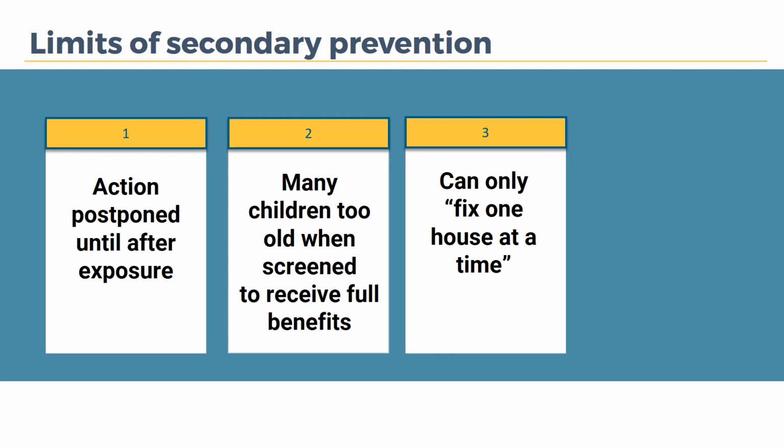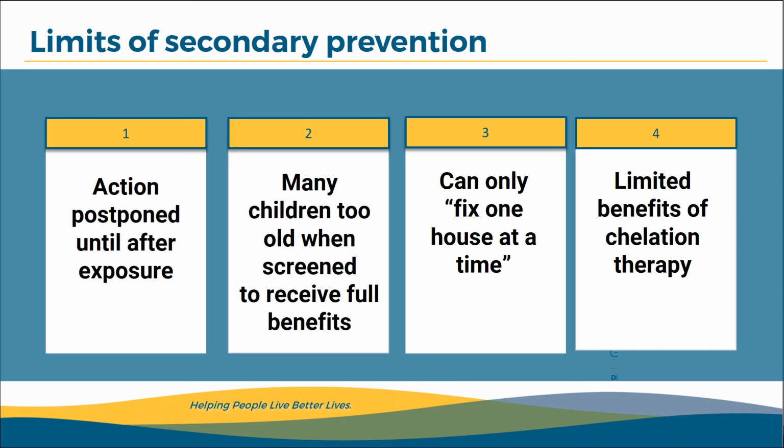Moreover, a secondary prevention approach only addresses exposures for the family with a child who has an EBLL. Even when everything works, we are only fixing one house at a time. And finally, there is no miracle drug to fix an elevated blood lead level.